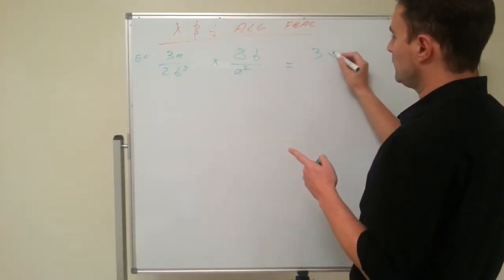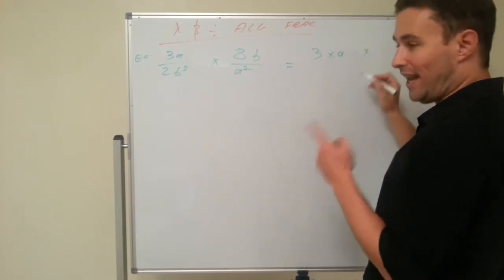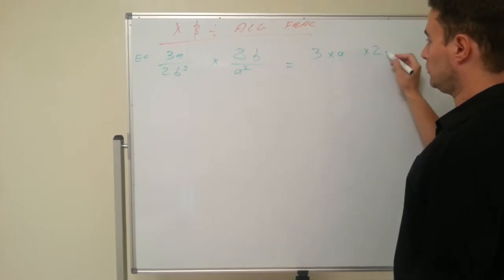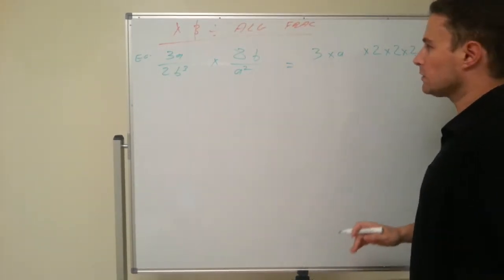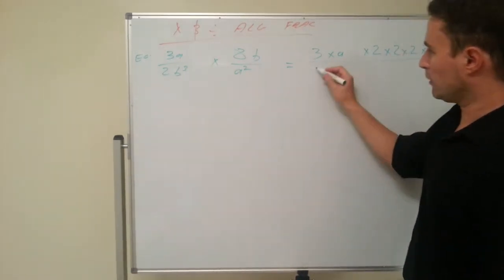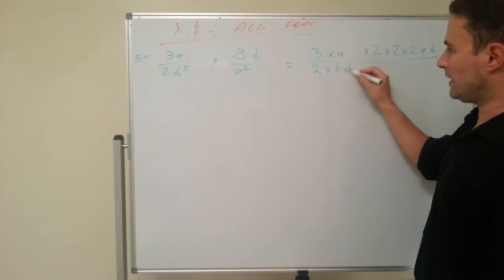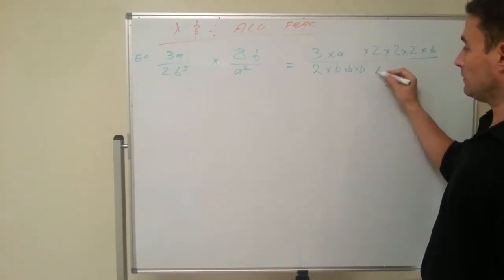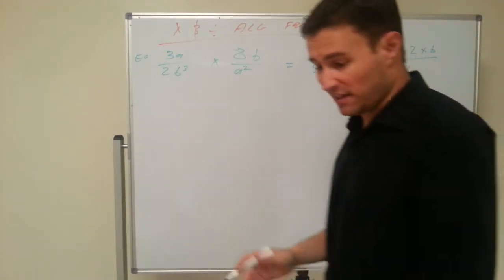3a is 3 times a. Times 8, I'm going to write like this, 2 times 2 times 2. I'll show you a faster way to do this in a minute. Times b. All over, at the bottom I've got 2 times b cubed, which is b times b times b, times a squared, which is a times a. Okay, so that's expanding it.